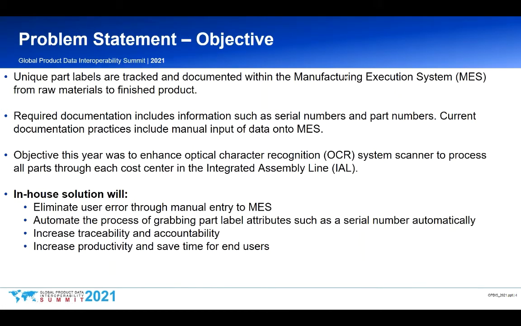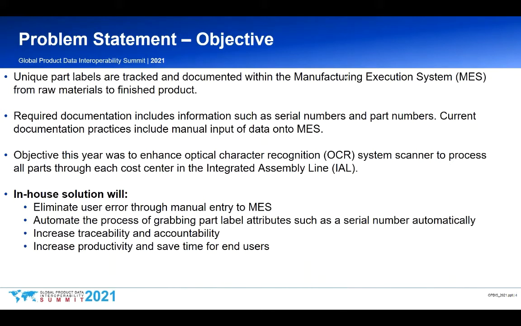Getting into our problem statement. We are required to track and document hundreds of unique part labels from raw materials to the finished product within the manufacturing execution system. These parts are subsystem parts. They require traceability, and their documentation is very sensitive. We document information such as serial numbers and part numbers, but current practices are dated. Within these unique part labels, we also have different types of part labels that are required to be documented differently. Most of these current practices are manual entry. They would just go into the MES system and manually type this information out, which results in a lot of manual entry errors in MES.